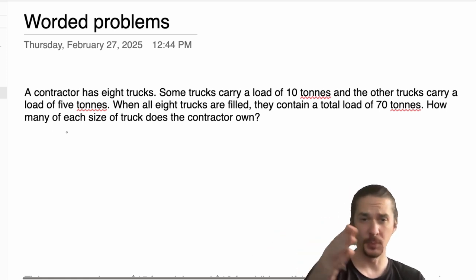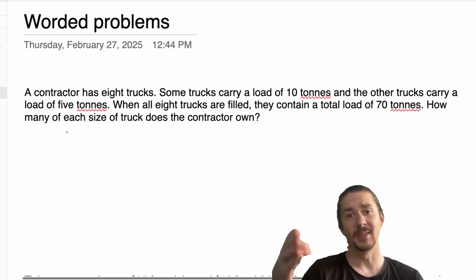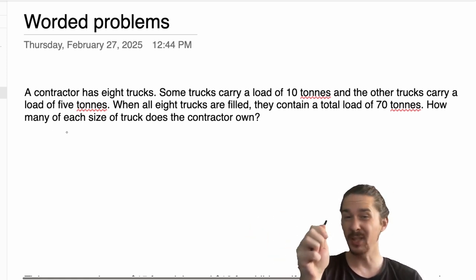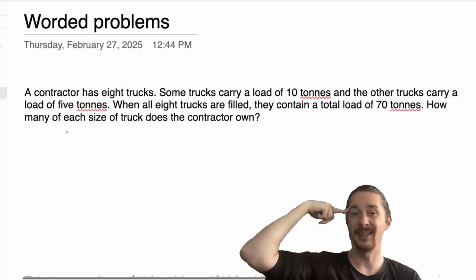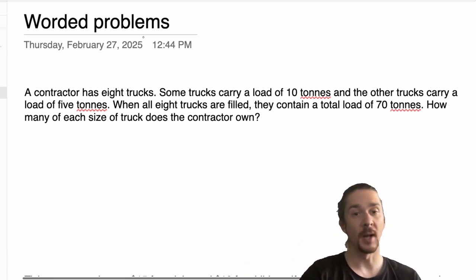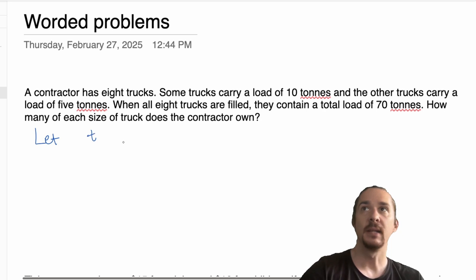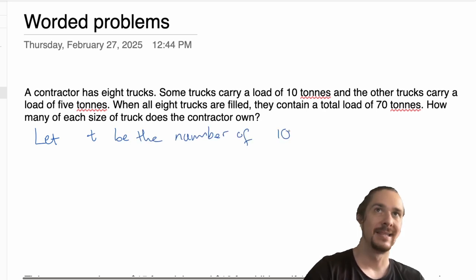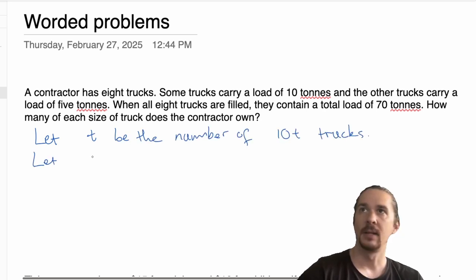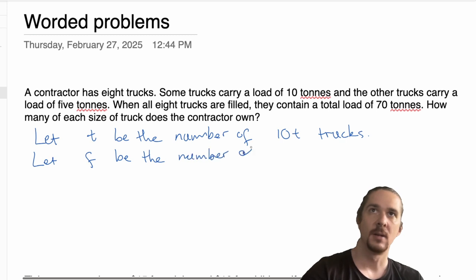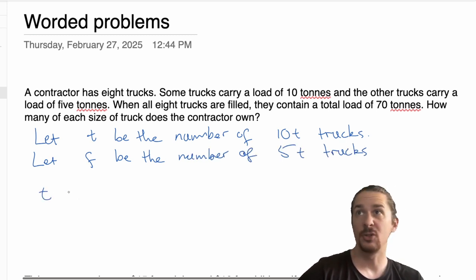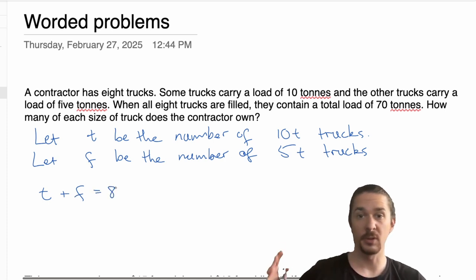The first thing I'm going to do, and you're probably not going to like doing this because it's a lot of writing without making a lot of progress, but it's really important for helping you clear your mind and clarify what you're talking about. I'm going to define some variables. Let T be the number of 10-ton trucks. Let F be the number of 5-ton trucks. So we know that he has 8 trucks, which means T plus F equals 8. This is our first equation. See how easy that is?